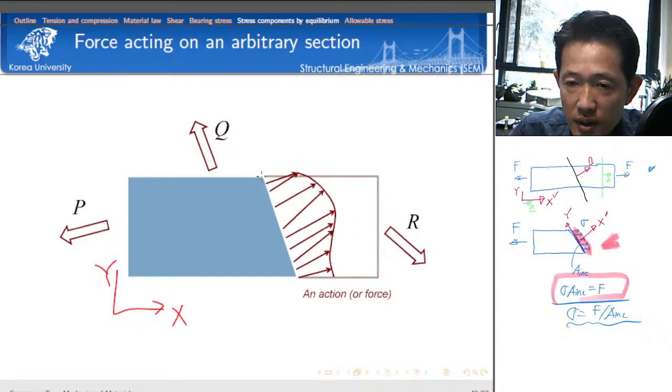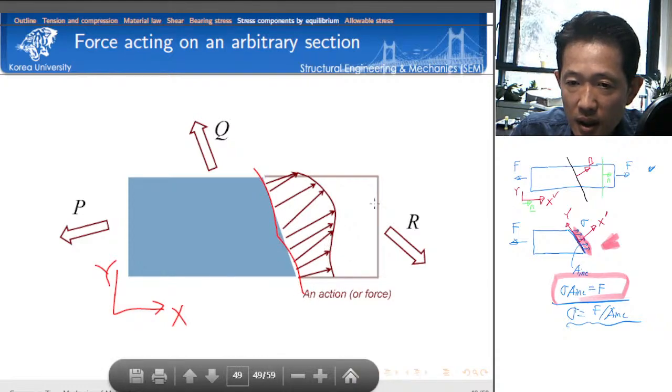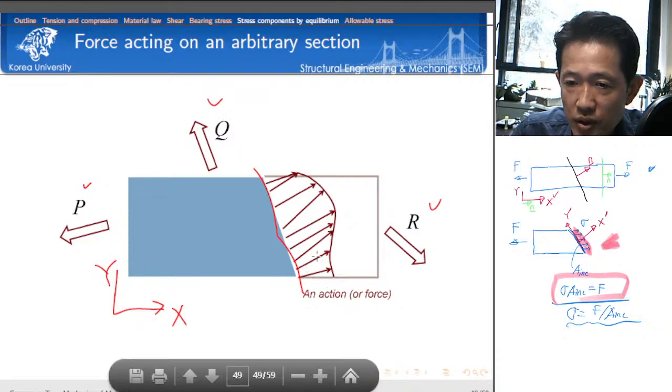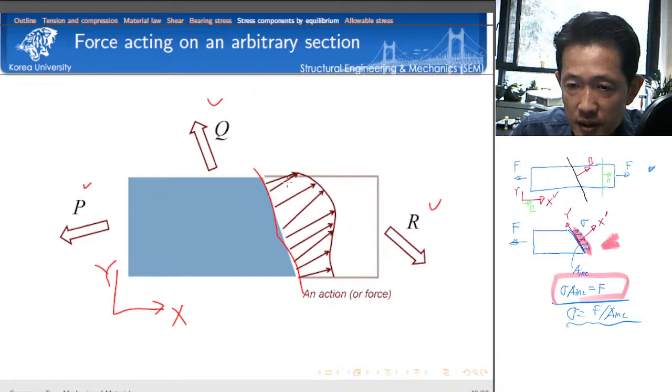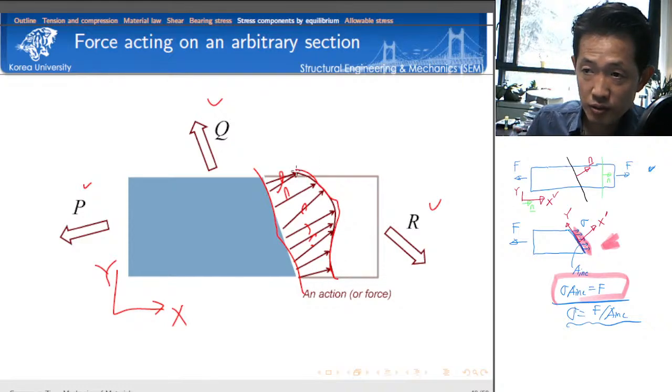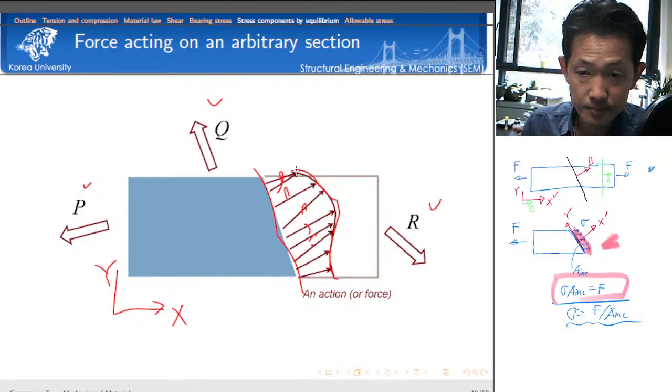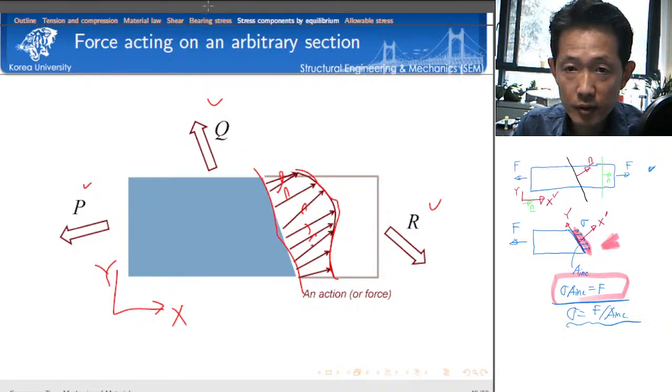So if you cut this cross section, because the force distribution is completely arbitrary, the distribution of traction is also arbitrary. The directions are various, and the distribution of magnitude is also non-linear. It's not uniform at all.